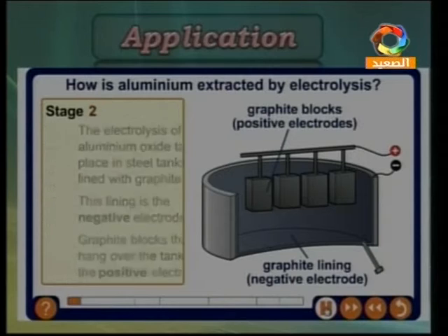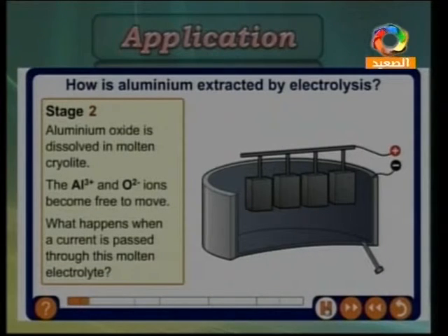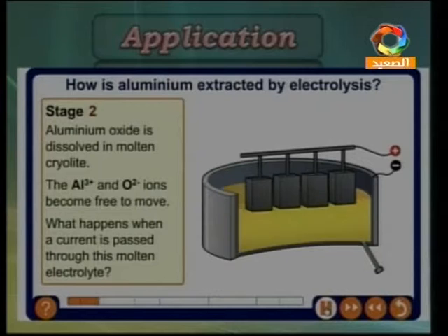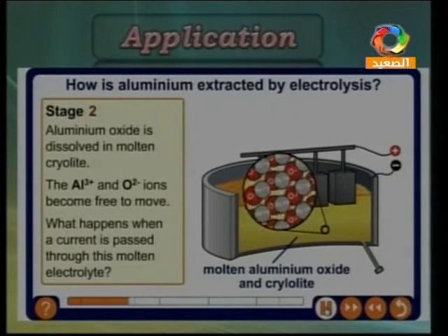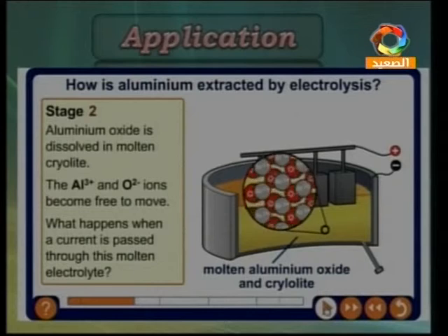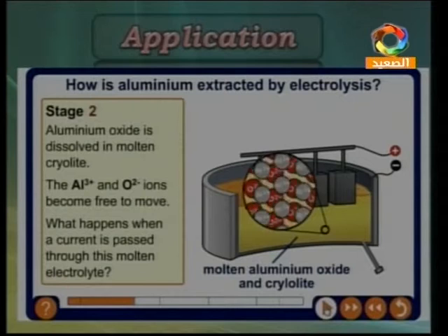After that, aluminum oxide is dissolved in molten cryolite. Cryolite is the compound used to help us make this reaction. We have Al3+ and O2- ions, the ions of aluminum and the ions of oxygen, moving freely inside the compound in the molten state. So what happens when the current passes through these molten electrolytes?